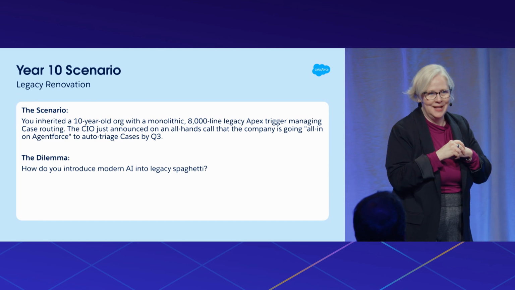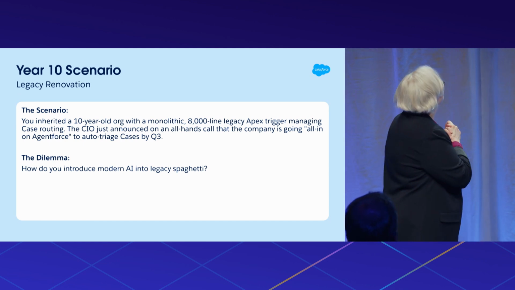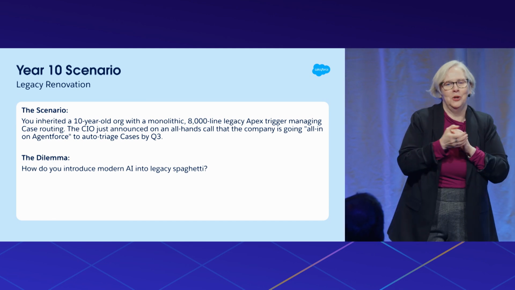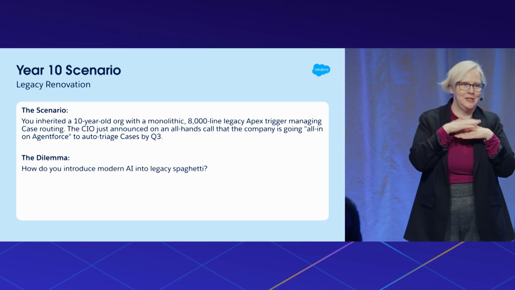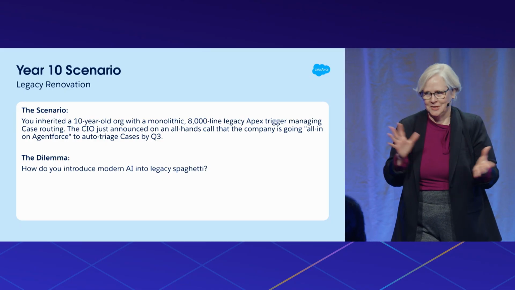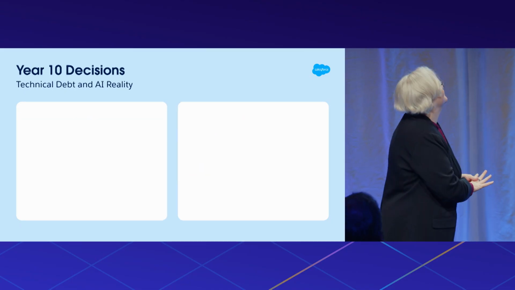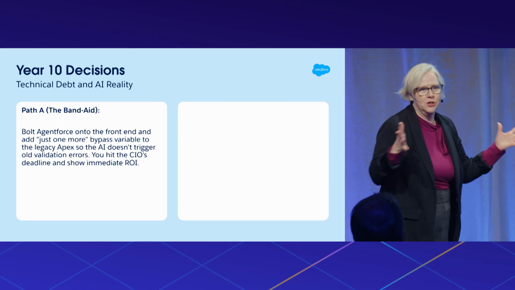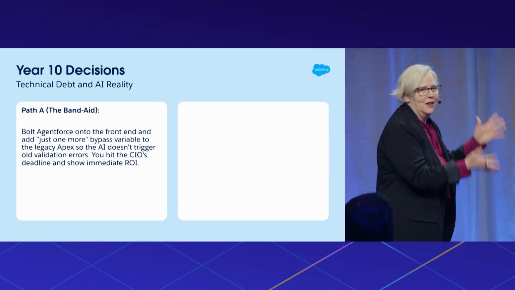That's still not a whole lot of time to clean this up. So you're putting AI on top of this spaghetti. You've got some choices to make. So first one, and I think you all know the pattern that we're seeing now. First one is the Band-Aid.